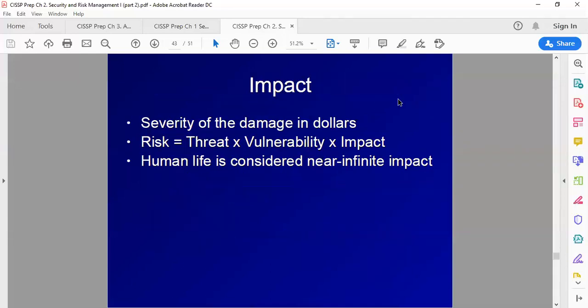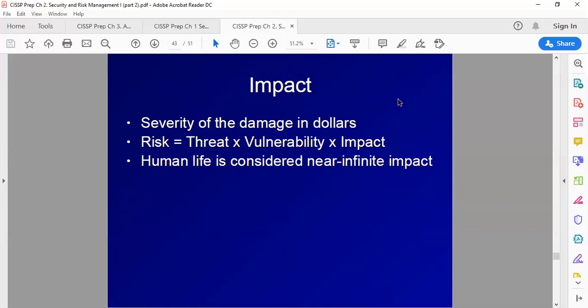So what is the impact then? The risk is there, then what is the impact of the risk? So severity of damage in dollars. Okay, so we were just talking about some quality and quantity sort of risk, but right now, what is the impact? It is the severity of the damage in dollars, and this is equal to threat times vulnerability times impact.